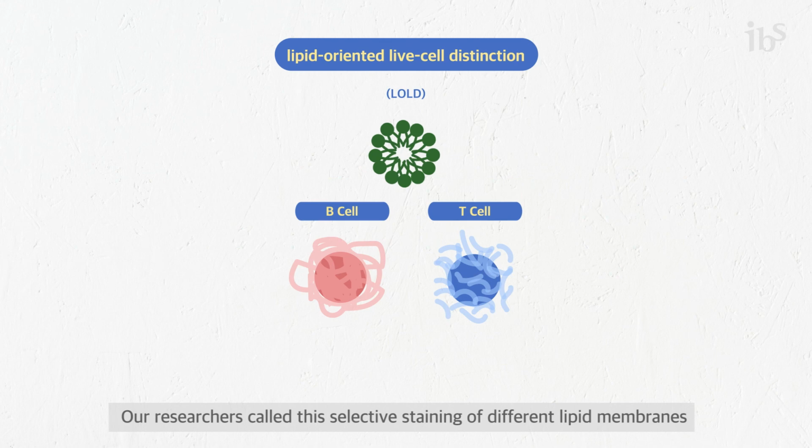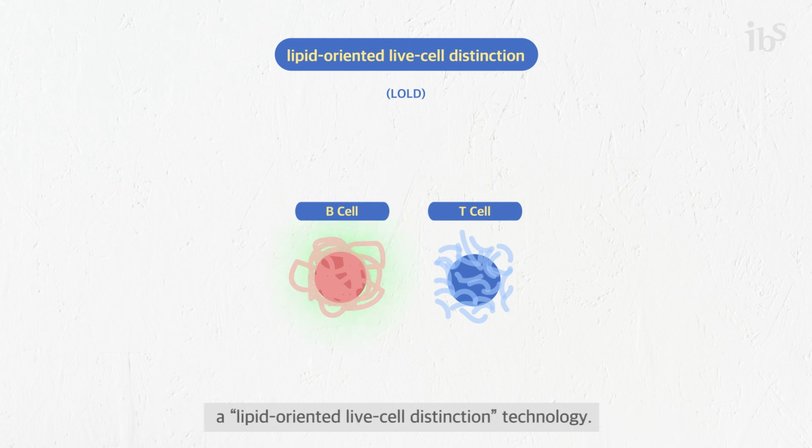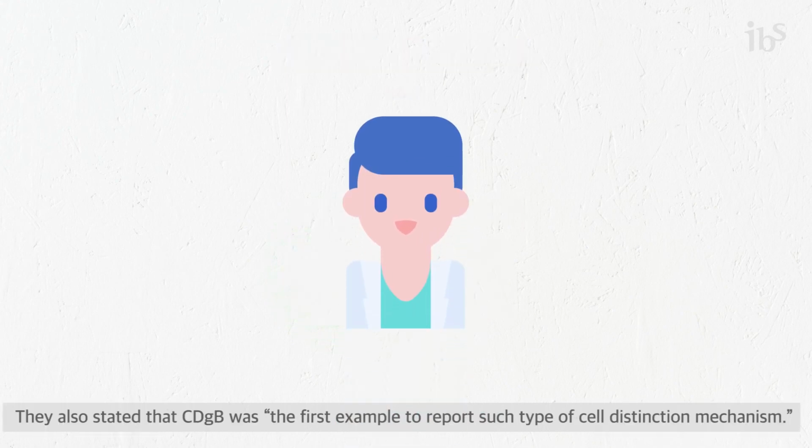Our researchers called this selective staining of different lipid membranes a lipid-oriented live cell distinction technology. They also stated that CDGB was the first example to report such type of cell distinction mechanism.